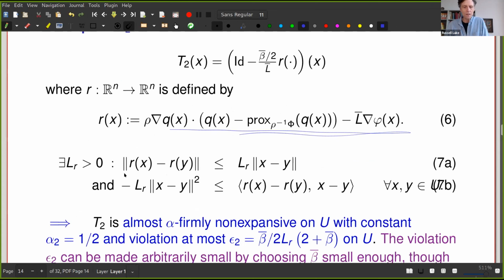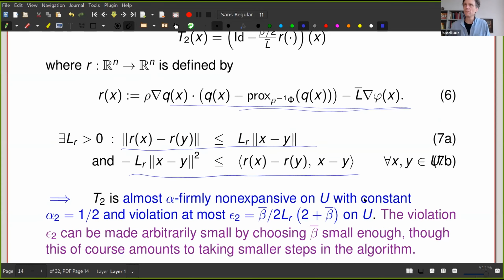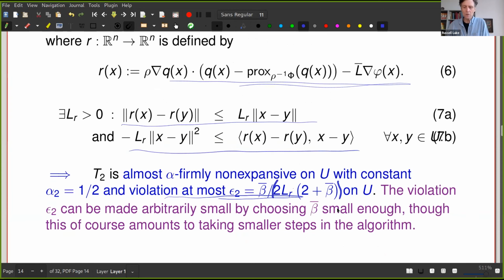that we're Lipschitz here. This function is Lipschitz based on the assumptions that we already had on the problem. And this mapping R is hypomonotone. So we get from that this T2, the inner fixed point mapping, is almost alpha firmly non-expansive on some neighborhood of the fixed points with constant alpha 1/2 and violation at most given by this beta bar over 2L times, I think it should be like this, mu. And notice also that this violation can be made arbitrarily small by choosing beta bar small enough. As beta bar goes to zero, this thing goes to zero. Great. But that's going to take smaller steps, and maybe you don't want to do that.